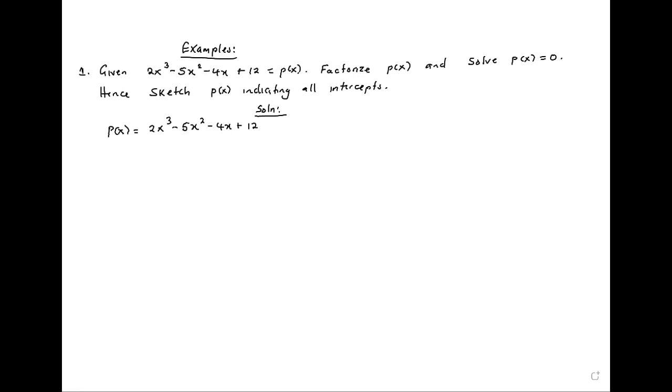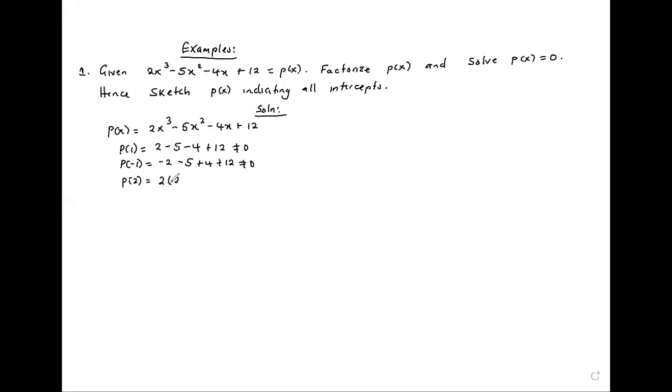Starting with 1, P of 1 is giving us 2 minus 5 minus 4 plus 12. For sure, this is not 0. P of negative 1 is giving us negative 2 minus 5 plus 4 plus 12. For sure, this is not 0. So we move to P of 2.